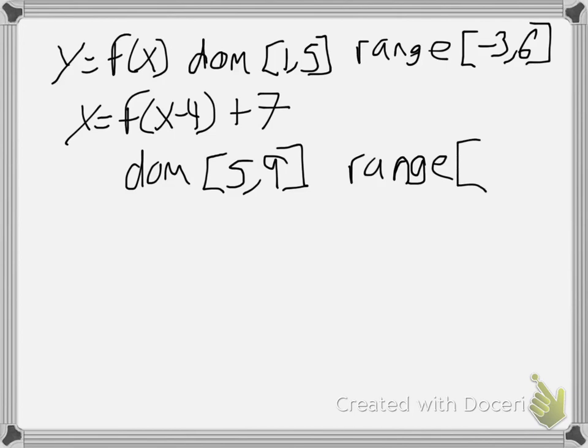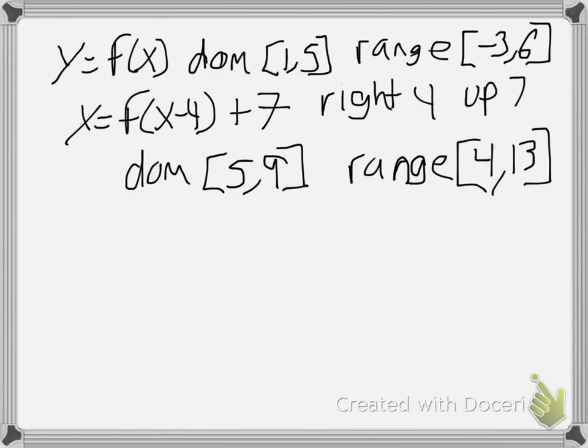Well, I started at -3 and I moved it up 7, so that becomes 4. And here, if I started at 6 and moved 7, it becomes 13. Okay. Hopefully that makes sense. Remember, what did we have? We had a right 2. I'm sorry, a right 4 and an up 7.